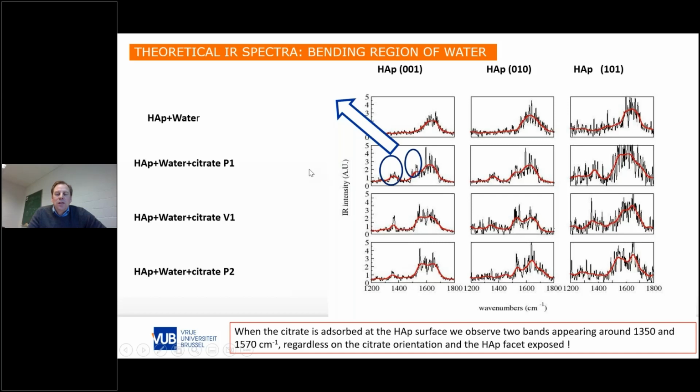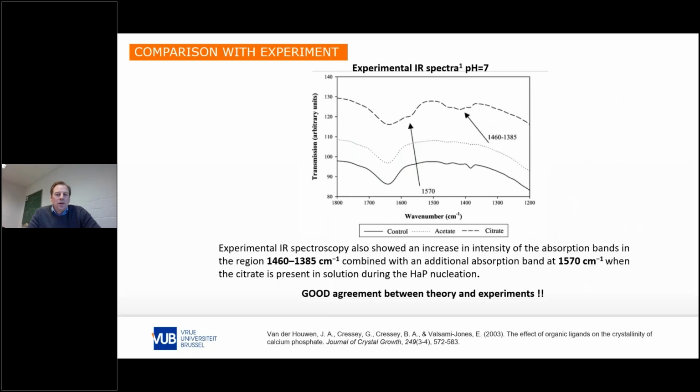So can this be related to these peaks? And indeed, it is in this region already. So we have already a good agreement. It's good to see. But what is the origin now? These bands are there, we find them, but to which vibrations are they originating?